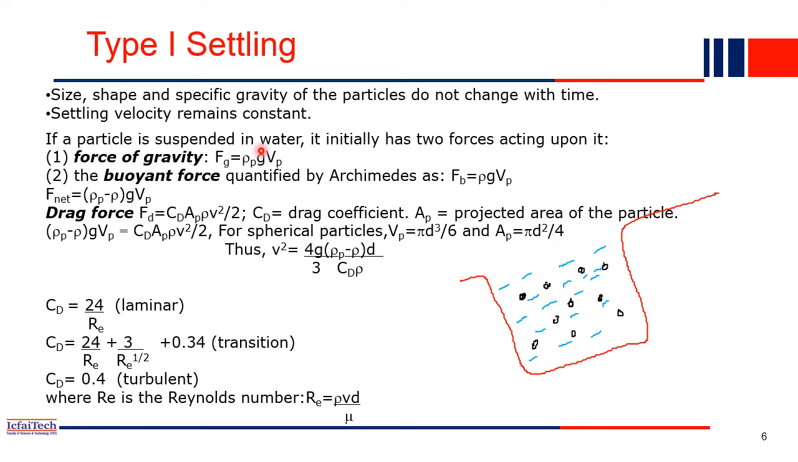If a particle is suspended in water, it initially has two forces acting on it. What are the two forces? First one is the force of gravity, meaning the particle has a mass, so it will have a gravity force attracting it downward. Each particle will have gravity force attracting downward. This is one force acting, and the next force we have discussed is the buoyancy force.